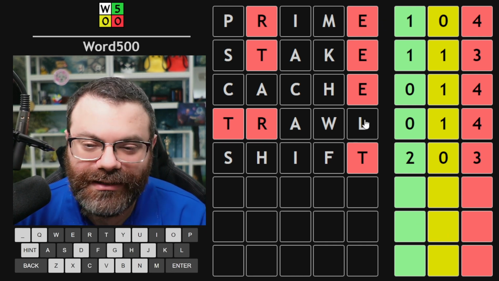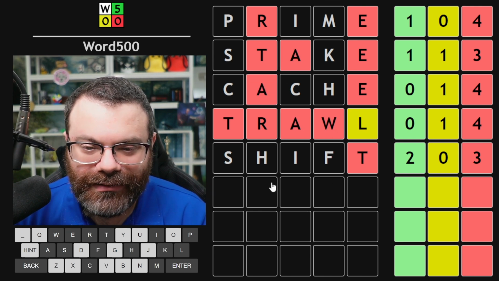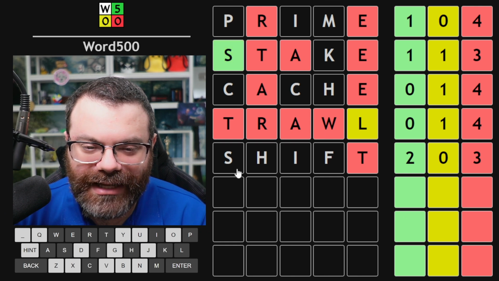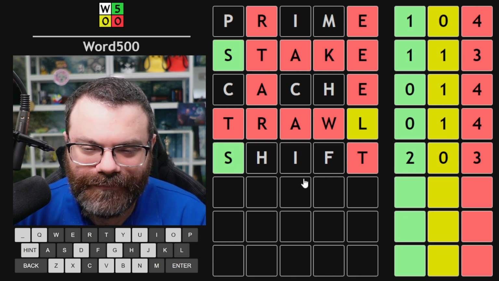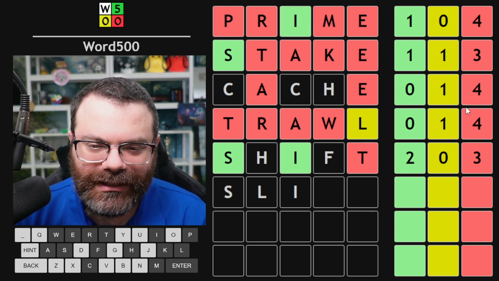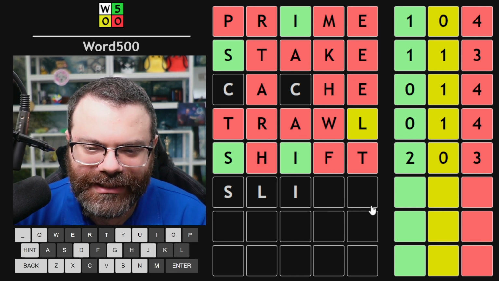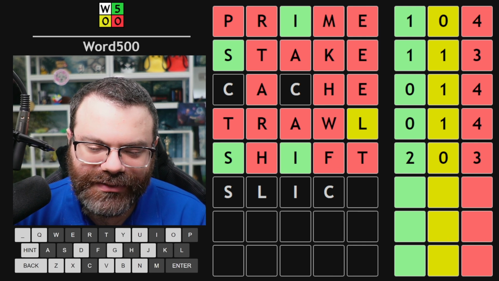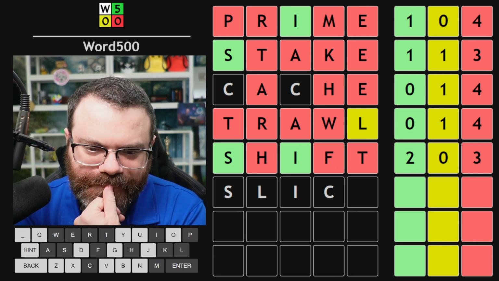Okay, let's investigate just bringing this L in then. So what does that look like? I think I would want to do SL as my first test here. And then maybe bring this I in. So we could be an SLI word. No H or F. So we'd have to bring in a C. I can't do slice. I can't do slick. I don't see anything else.